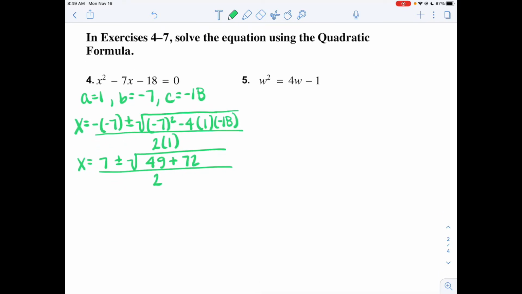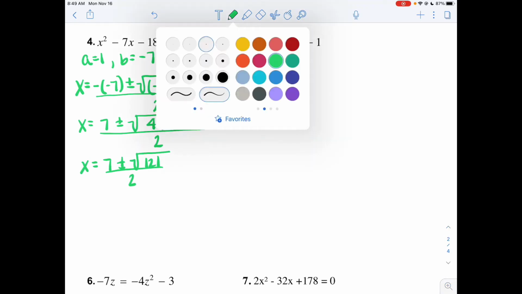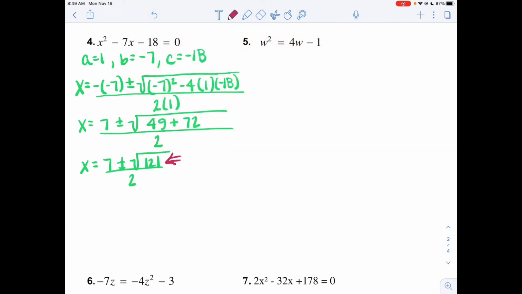Let's continue. Now I want to go ahead and continue simplifying what's under the square root. 49 plus 72 is going to give me 121 divided by 2. Now I know that 121 is a perfect square. It's the perfect square of 11. If it hadn't been a perfect square, we would have dealt with that differently, but since it's a perfect square, I can say that x is equal to 7 plus or minus 11 over 2.